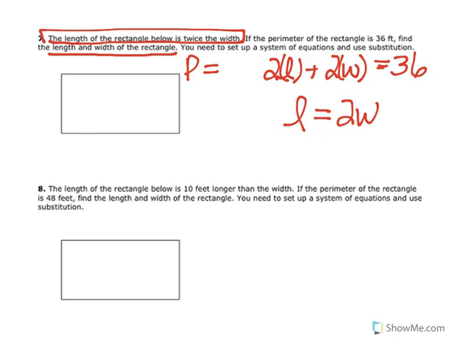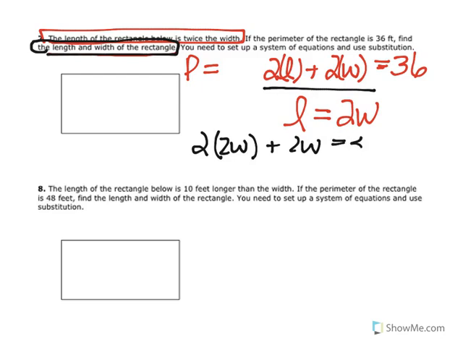So I want you to notice that when we do perimeter questions in the systems unit, they're always going to be set up this way: 2L plus 2W equals 36. And then the other equation is going to be based upon the relationship between the length and the width. Okay, so now that we have the equations, we can use substitution. So you can do 2 times 2W plus 2W equals 36. I substituted 2W in for L.